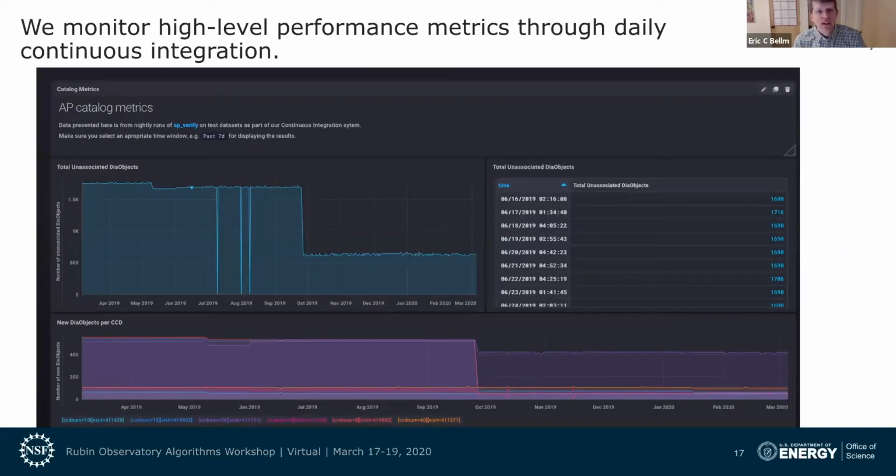We have a nightly continuous integration process that runs on a small subset of, right now, the HiTS data and soon COSMOS, that just gives us some very high-level metrics to let us look for performance changes as we update the code base. And so we pay attention to this as a way to make sure that there aren't things coming into the pipelines that are giving us large performance swings that we don't understand.